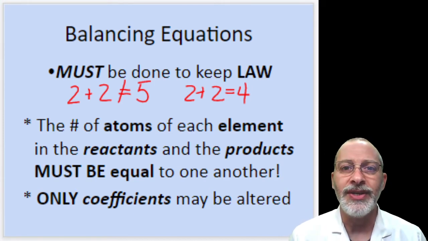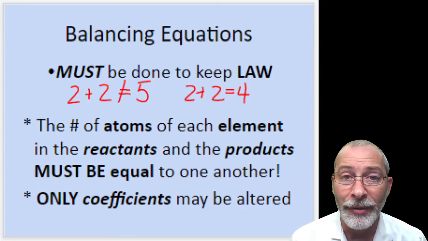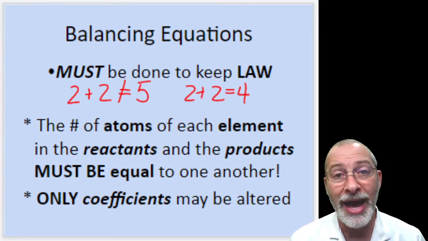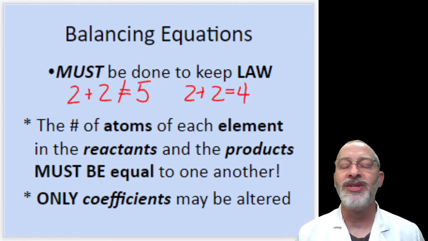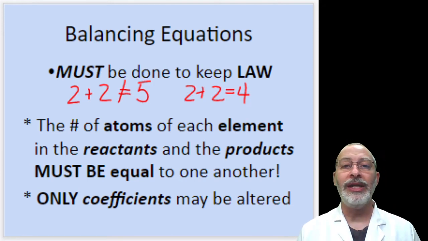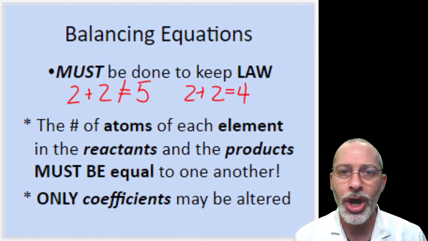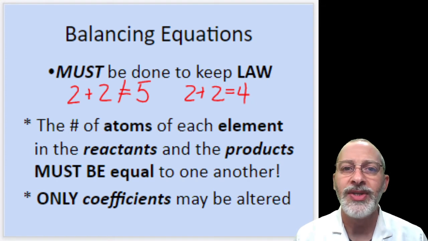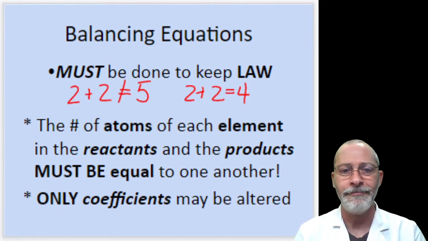All right, now let's get into balancing equations. Balancing equations is something that we must do in order to keep the law. And the law we are referring to is the law of conservation of matter, or the law of conservation of mass. We cannot create or destroy matter. 2 plus 2 does not equal 5. 2 plus 2 equals 4. We must illustrate, show, write down true statements.